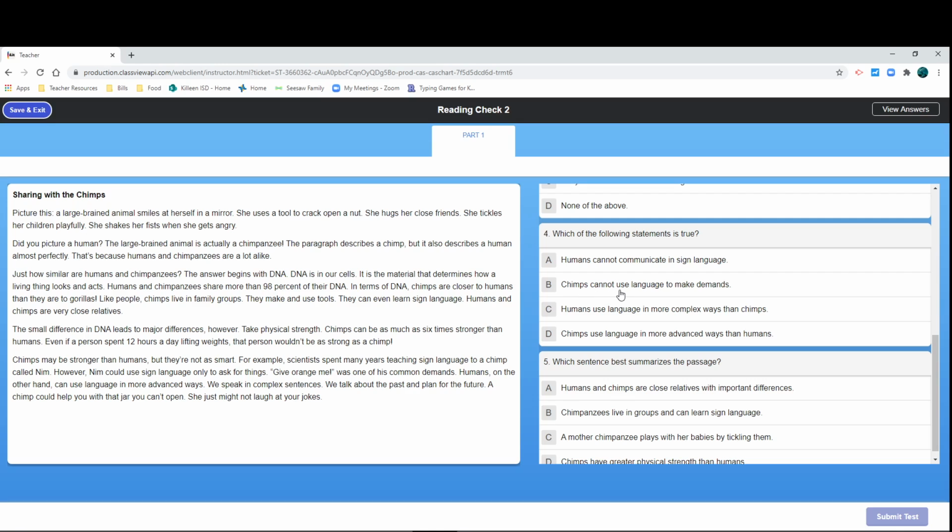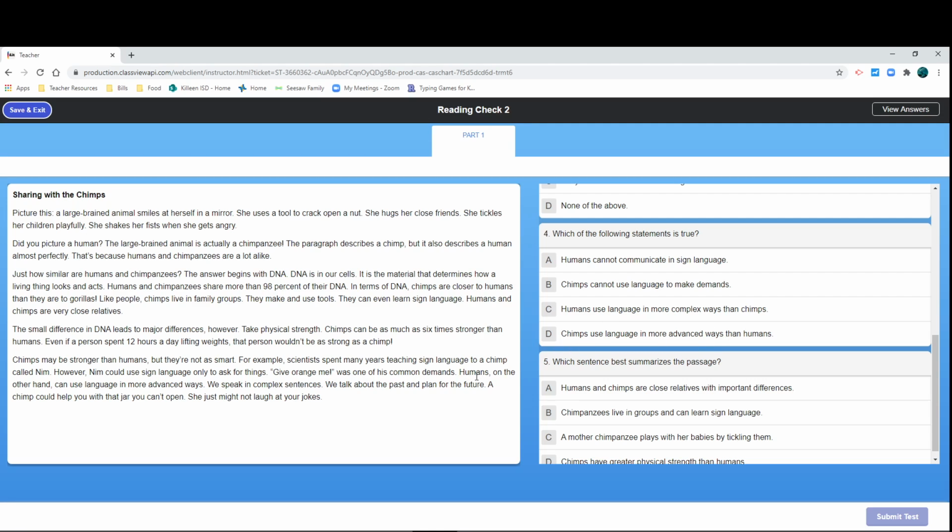So saying that they cannot use language to make demands, that is not an accurate statement. So that's not true. So then we're left with C and D, which are kind of inverse statements from each other, whether humans use language in more complex ways than chimps, or chimps use language in more advanced ways than humans. Advanced and complex are synonyms of each other. Okay, so don't let that throw you off. They are basically inverse statements.